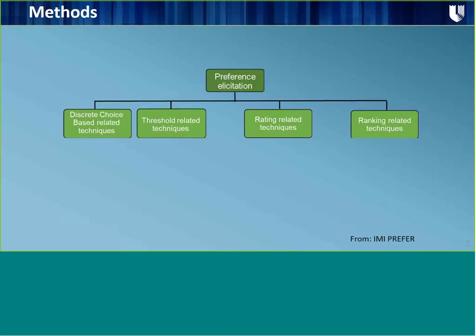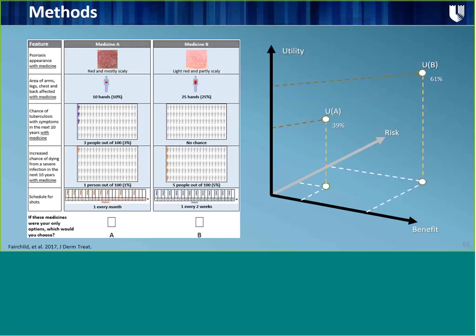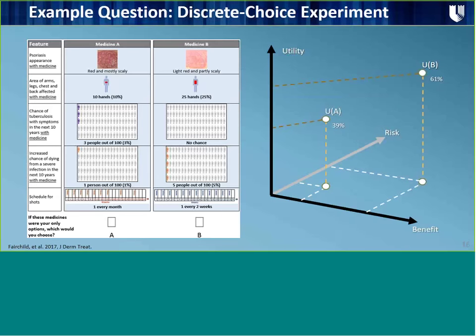The first one of these methods is the Discrete-Choice based technique. Then we have the threshold-related techniques, rating-related techniques, and ranking-related techniques. I'm going to go through each one of those now rather quickly, just to explain again in this framework how they're collecting the preference information. So this is a choice question. This is a discrete choice experiment. And here we ask respondents to consider 2 or 3 multiple different profiles that are designed experimentally. And we collect information on which of these options is preferred by each individual, right?